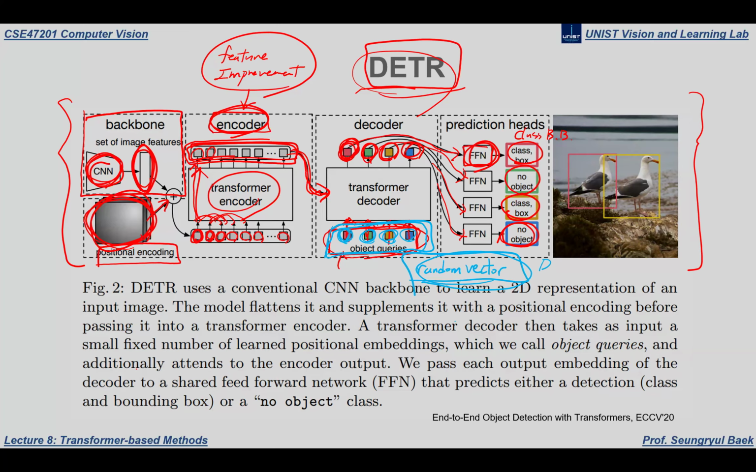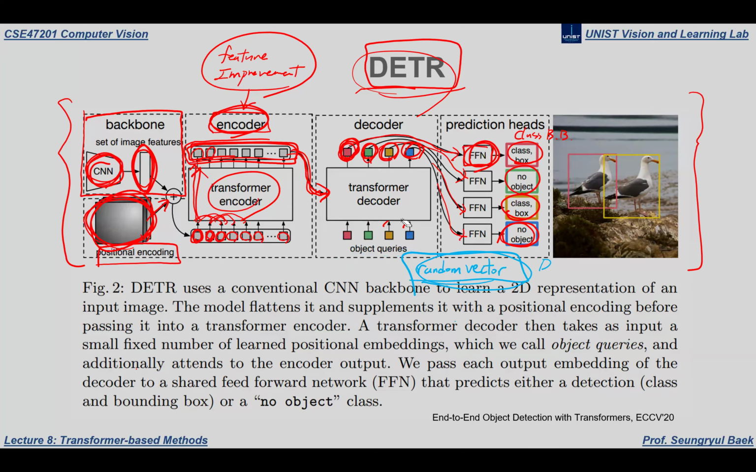Are you guys understanding this? At the initial stage, this was randomized, but we can update these object queries to maximize the training accuracy. Even after training, these object queries do not have any semantic meaning. Are you guys following this? So these object queries can be updated, but do not have any semantic meaning. But still, it can make this object detection work. So we are using that.